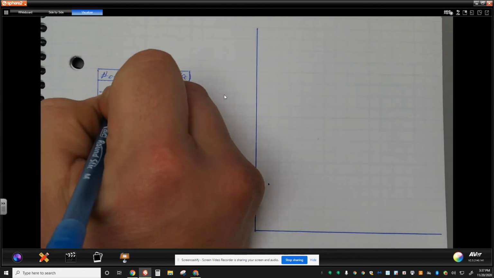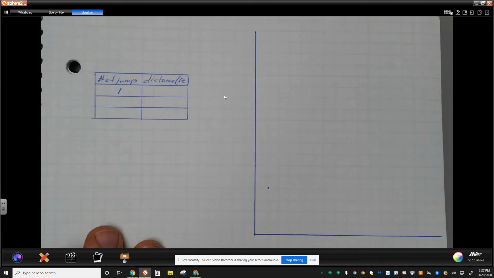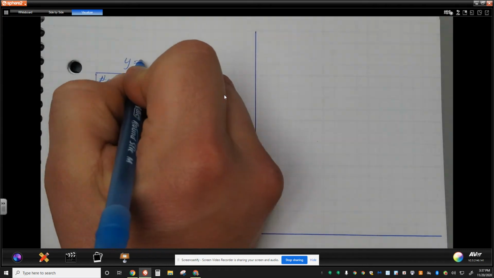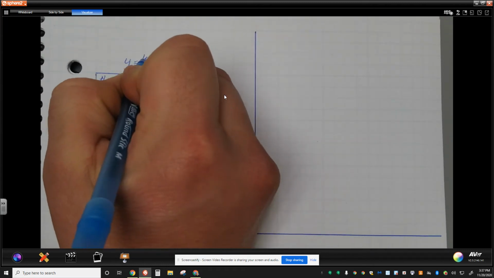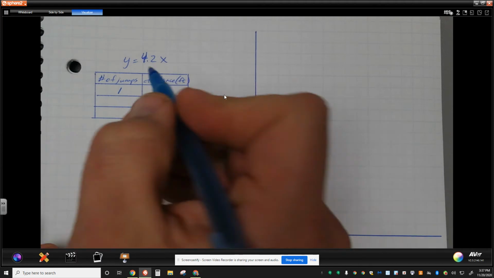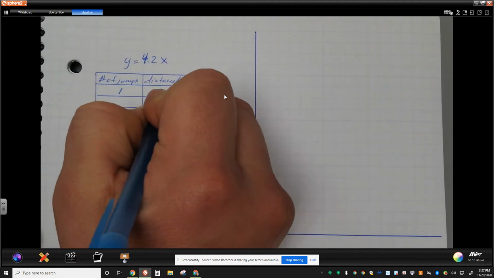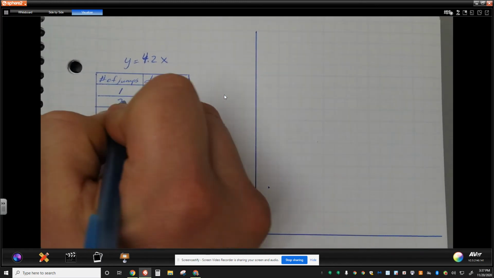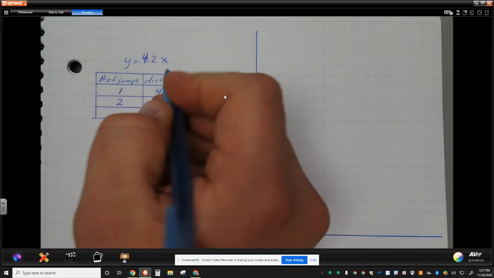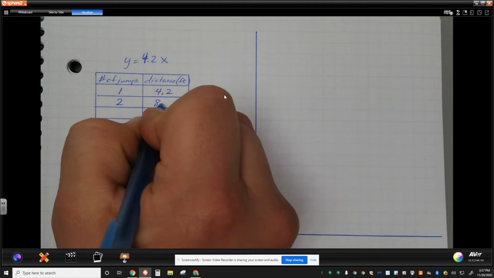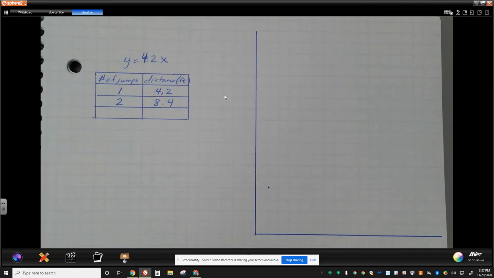So let's say I take my very first jump. Remember that my equation was y equals 4 2/10 x. So that means that after one jump, if I substitute 1 right here, 4 2/10 times 1 is 4 2/10. If I take two jumps, then I can substitute that value, and 4 2/10 times 2 is 8 4/10. As you can see, I can continue this pattern because I can substitute anything I want for x that is reasonable. In this case, I don't want to substitute anything that's negative because that's not really reasonable.